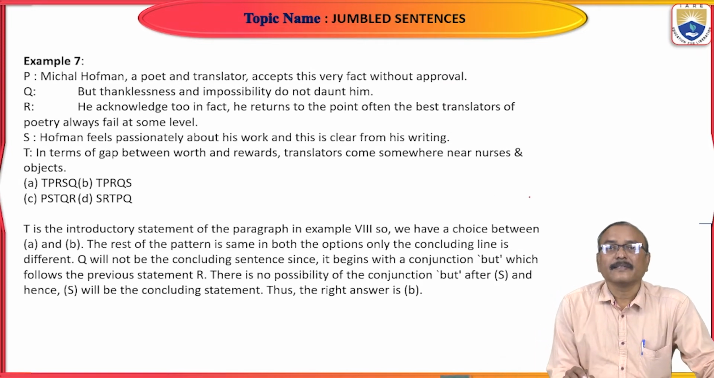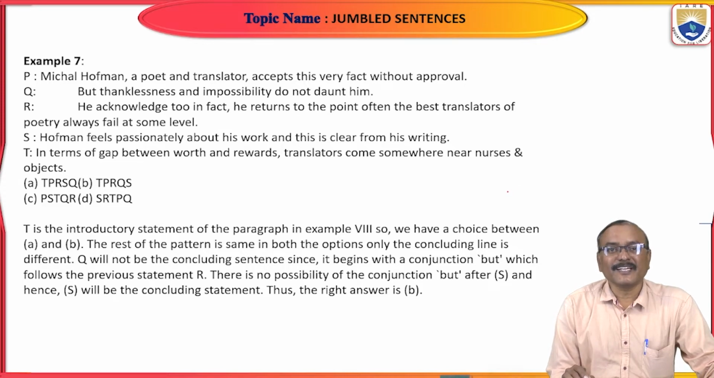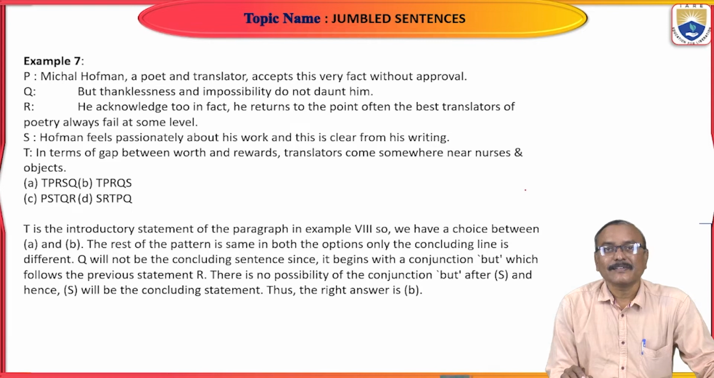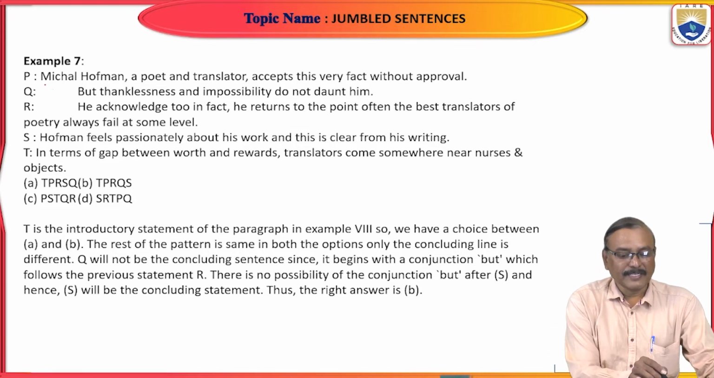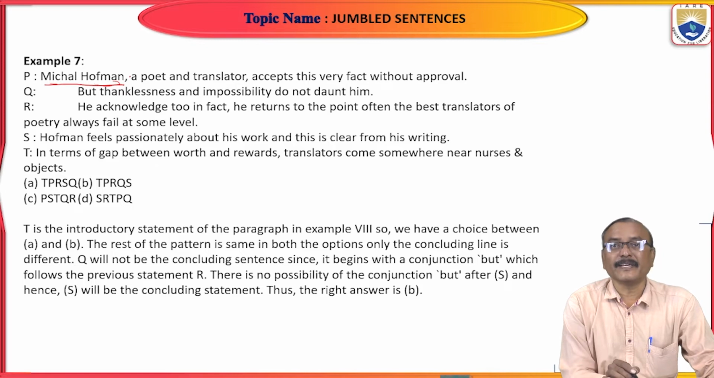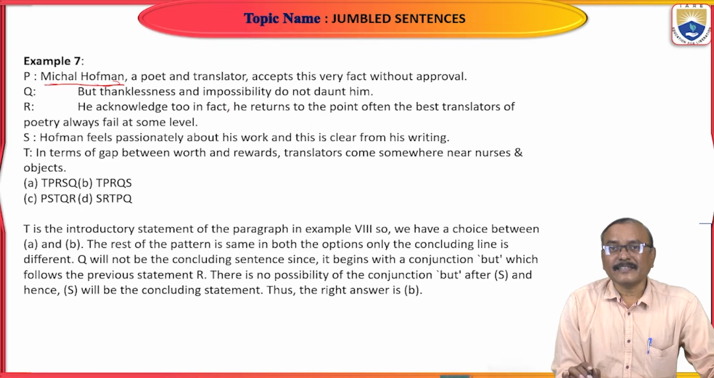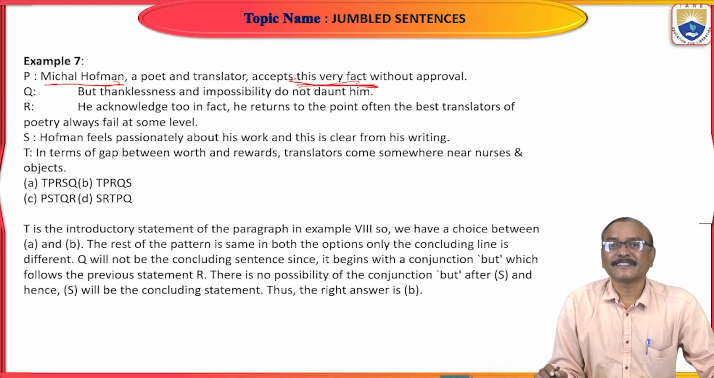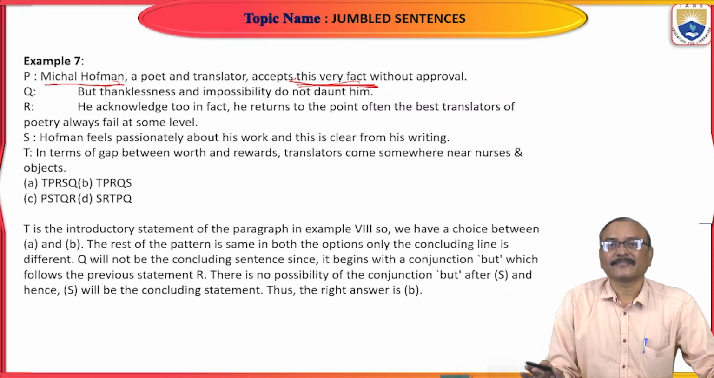Next. Seventh one. Michael Hoffman, a poet and translator, accepts this very fact without approval. So, do you think it is the first sentence? You are thinking of the mention of this name, Hoffman, a poet and translator. It is introduced, but this is not the first sentence. Why is it not the first sentence? He accepts this very fact. What is this very fact? So, it is not the first sentence.